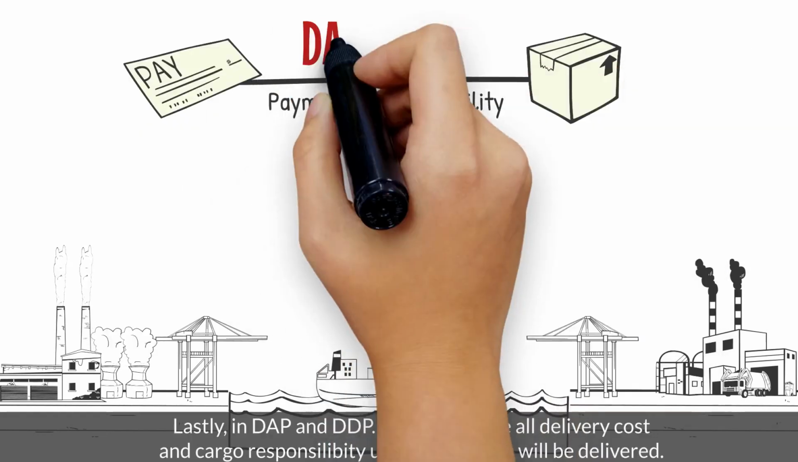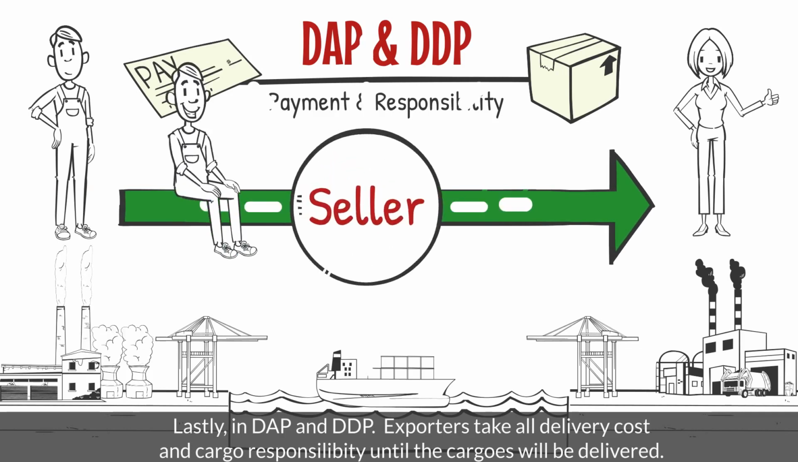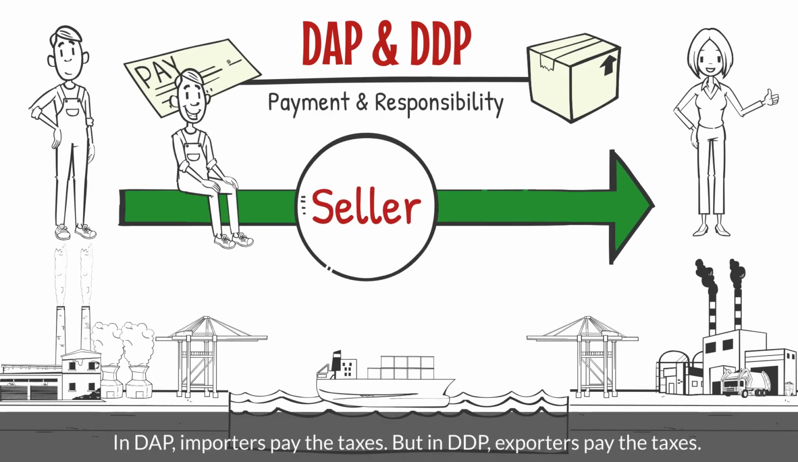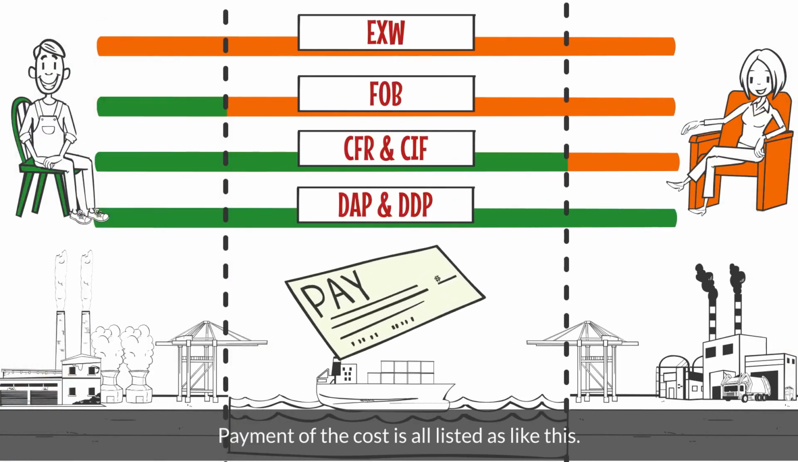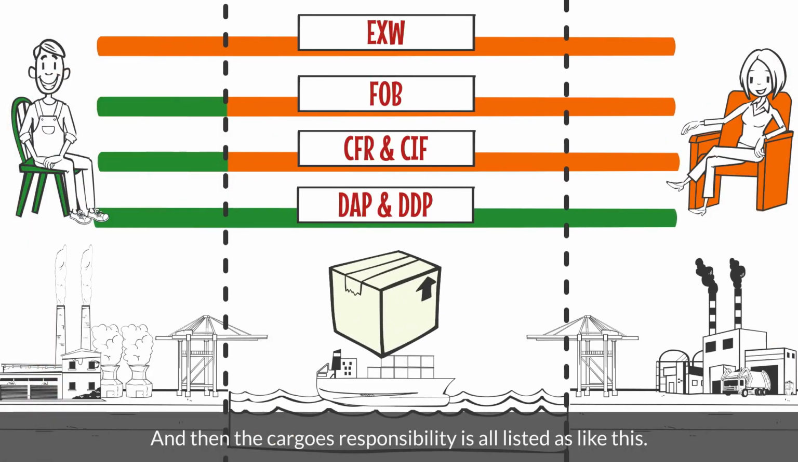Lastly, in DAP and DDP, exporters take all delivery cost and cargo responsibility until the cargoes are delivered. In DAP, importers pay the taxes. But in DDP, exporters pay the taxes. Payment of the cost is all listed like this. And then the cargo's responsibility is all listed like this.